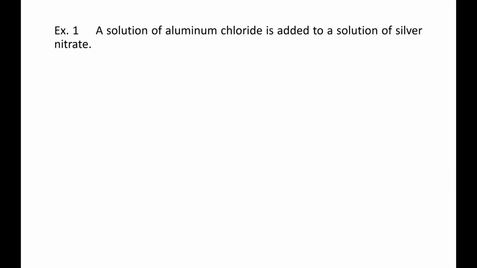Okay, so the first example is a solution of aluminum chloride is added to a solution of silver nitrate. So we're going to write aluminum chloride, which is AlCl3, and it's aqueous, because remember, we don't even have to look up the reactants. They're automatically aqueous. Because if I said a solution of, that means aqueous. And then silver nitrate, so AgNO3. So you guys will want your periodic tables and your polyatomic ion sheets out. Okay, so let's see what happens.